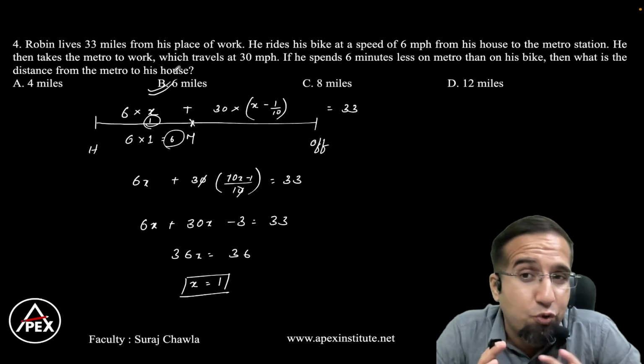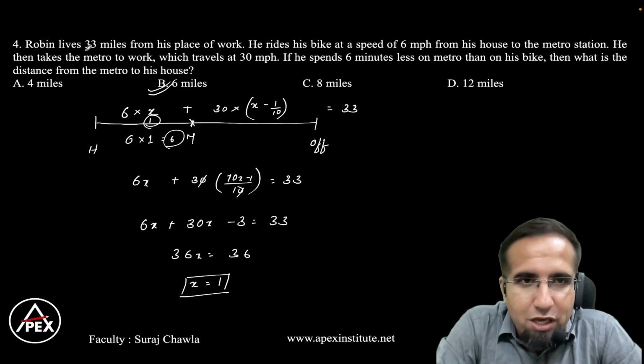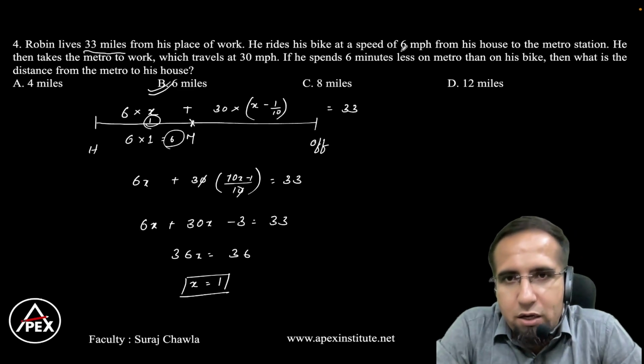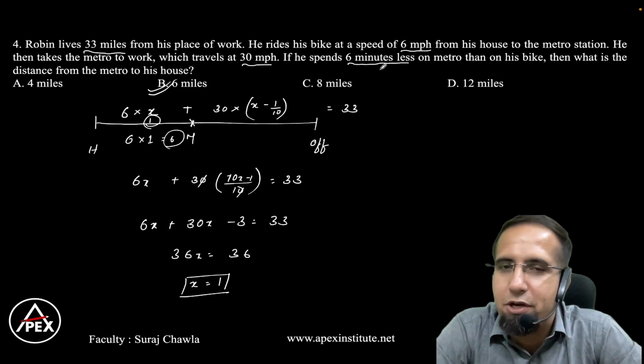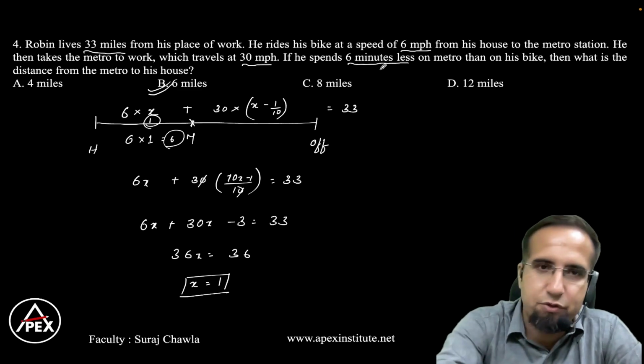So the thing that you should keep in mind is we have to equate the distance, we are given the speeds, and we will equate the time to get our required answer. So speed into time will give me the distance, and that is what we are doing in this question, right?